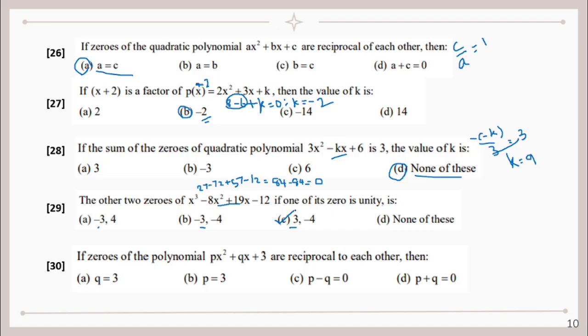Now 30th question, if zeros of the polynomial px square plus qx plus 3 are reciprocal to each other. Again reciprocal equation, when the zeros are reciprocal to each other, the product is 1. What is the product here? 3 by p, c by a. 3 by coefficient of x square. The product is 1. So when you multiply, p equal to 3. So option B is the right answer.